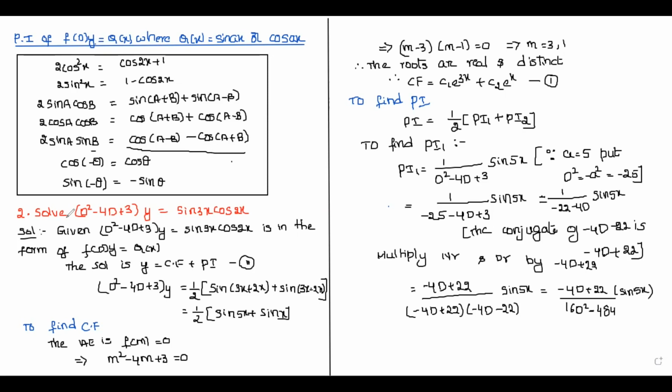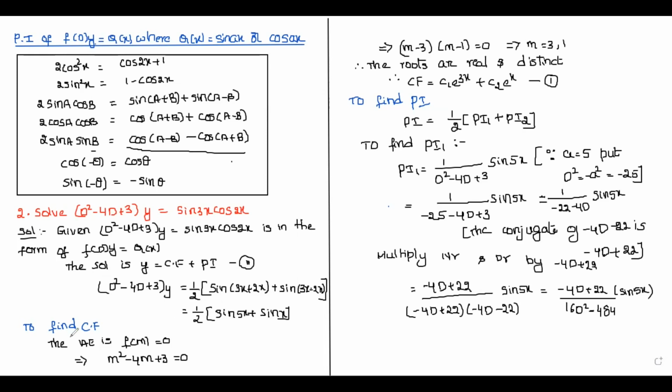Now the next problem: solve (D square minus 4D plus 3) y is equal to sin 3x cos 2x. So the given differential equation is in the form of f(D) y is equal to Q(x). The solution is y is equal to complementary function plus particular integral. Here sin 3x cos 2x should be written as addition of sin functions. So we use the formula sin a cos b is equal to 1 by 2 into sin(a plus b) plus sin(a minus b). So it is sin(3x plus 2x) plus sin(3x minus 2x), which implies 1 by 2 into sin 5x plus sin x.